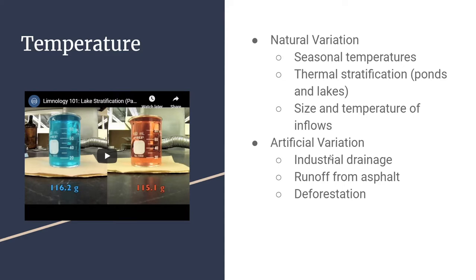You also have the size and temperature of the inflows, and you have artificial variation, industrial drainage, like at Thomas Hill, where they have warm water constantly being pushed out all the time to cool down that facility. So the lake down there tends to stay a lot warmer. So that's an artificial variation, once again, that can change quite a bit for a lake or stream.